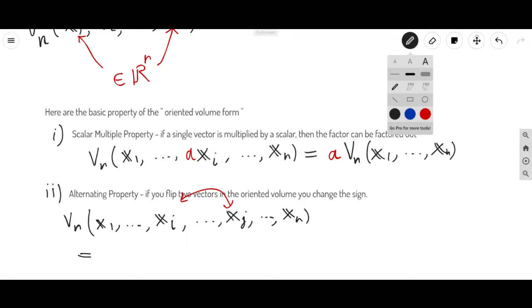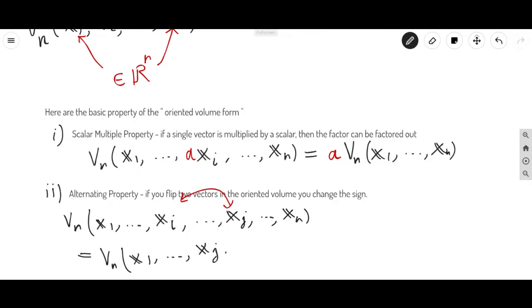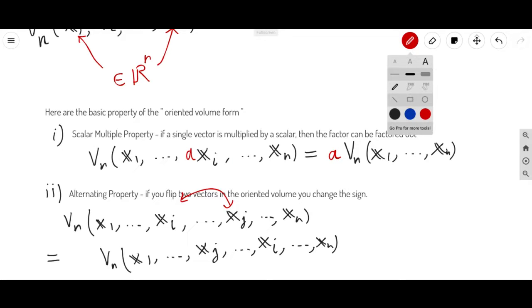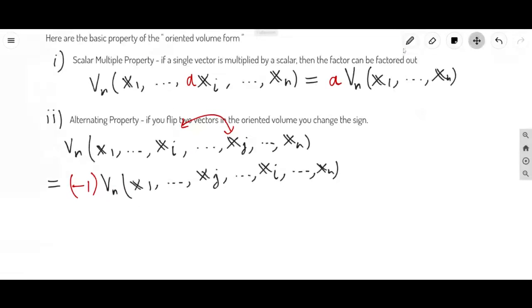Then by interchanging those two vectors, you would end up with Vn of x1, and now you have xj, and then you have xi. So you're interchanging those two, but you're keeping everything else the same. And when you do that, you have to make sure that you introduce a negative sign. So you're going to say that this is equal to the negative of what it was before. This is called the alternating property.